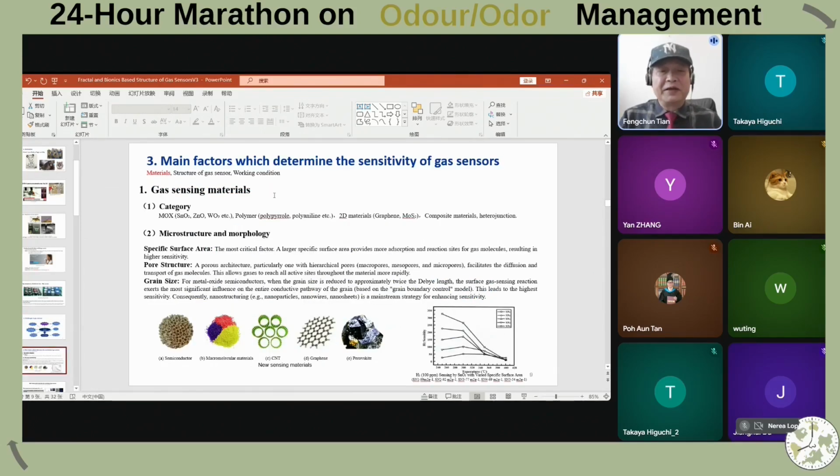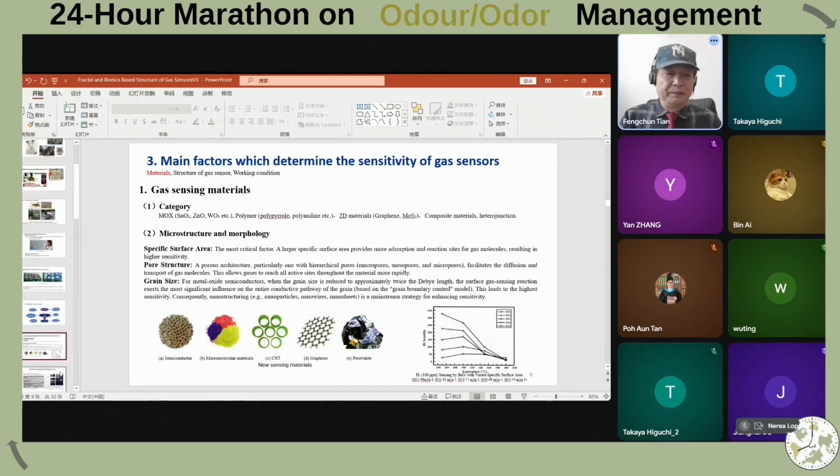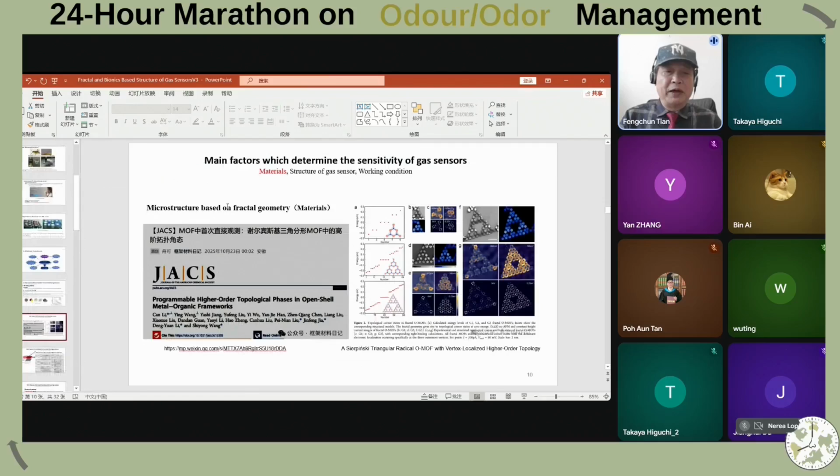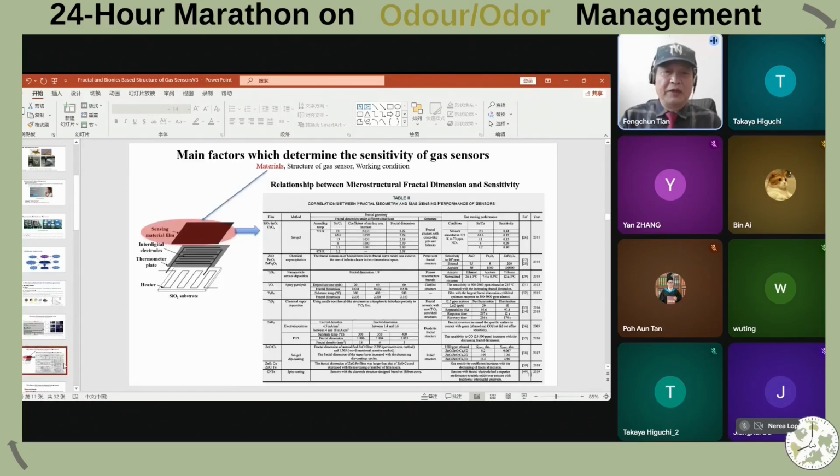First, the main factors which determine the sensitivity of gas sensors include gas sensing material and its category, microstructure, and morphology. Also, some people have fabricated the microstructure based on fractal geometry. It's in the level of microstructure material, such as the Sierpinski triangle. And also, many people have studied the relationship between microstructural fractal dimension and the sensitivity.